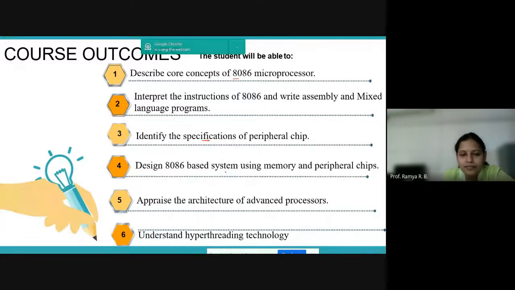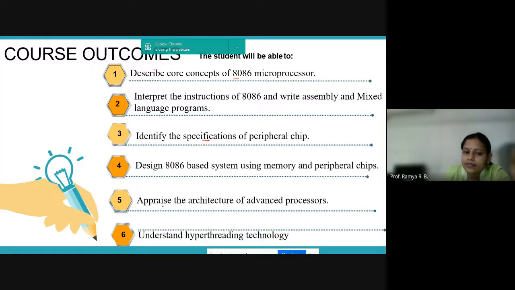Now, next outcome is design 8086 based system using memory and peripheral chips. तो यहाँ fourth module में आप designing सीख रहे हो. Given these many number of chips, you want to design an 8086 based system with this much memory and this much peripheral chips. So given a certain set of requirements, how do you work within that constraint? How do you design such an 8086 based system? So here you are learning memory interfacing and designing.